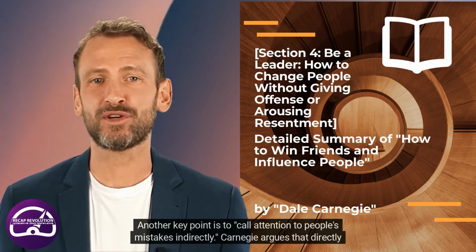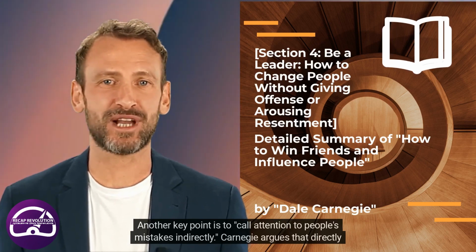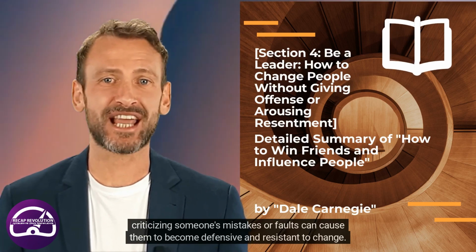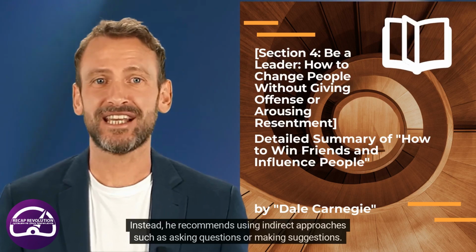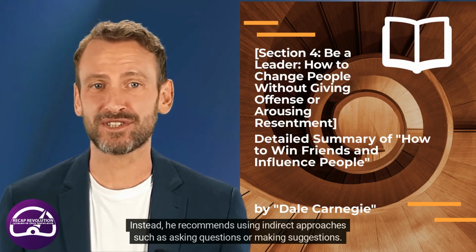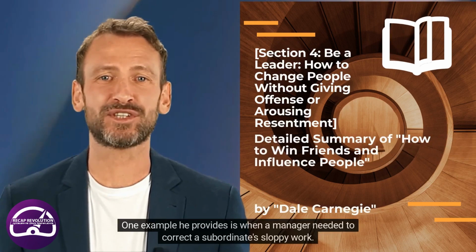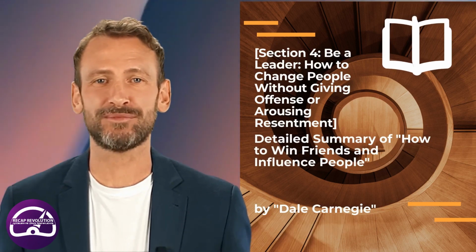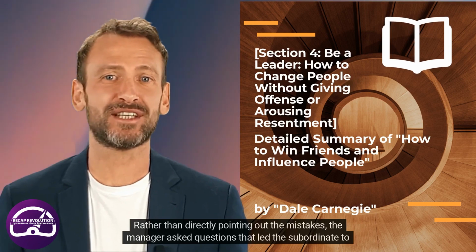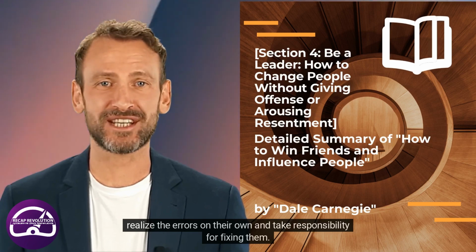Another key point is to call attention to people's mistakes indirectly. Carnegie argues that directly criticizing someone's mistakes or faults can cause them to become defensive and resistant to change. Instead, he recommends using indirect approaches such as asking questions or making suggestions. One example he provides is when a manager needed to correct a subordinate's sloppy work. Rather than directly pointing out the mistakes, the manager asked questions that led the subordinate to realize the errors on their own and take responsibility for fixing them.